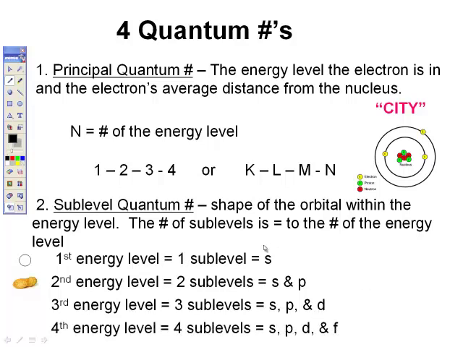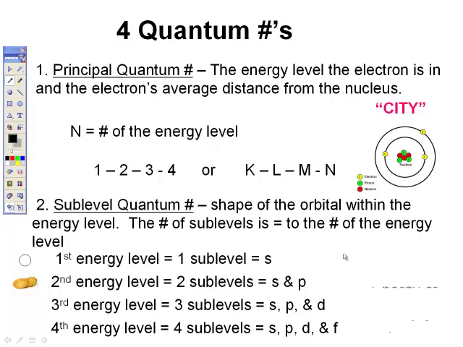And your fourth energy level has 4. And it turns out that we don't know any more shapes than these 4. So the fifth energy level should have 5, but the only sublevels we know of are S, P, D, and F, so we don't know what that fifth shape is. S, P, D, and F are the only ones we know of. So that's the sublevel quantum number.